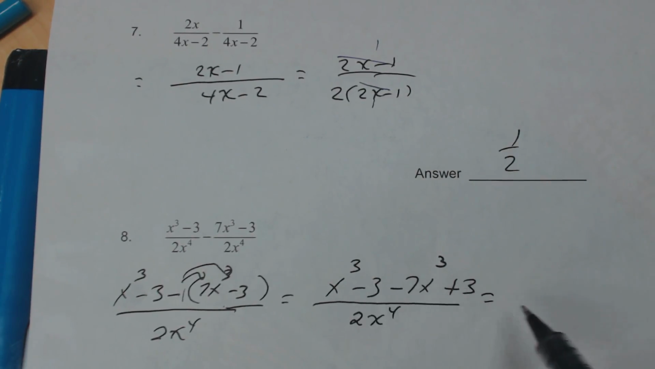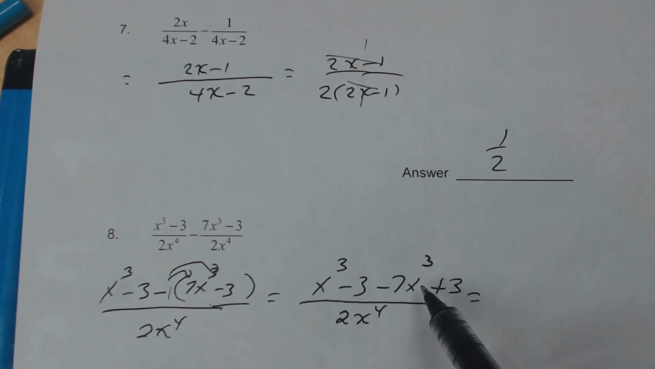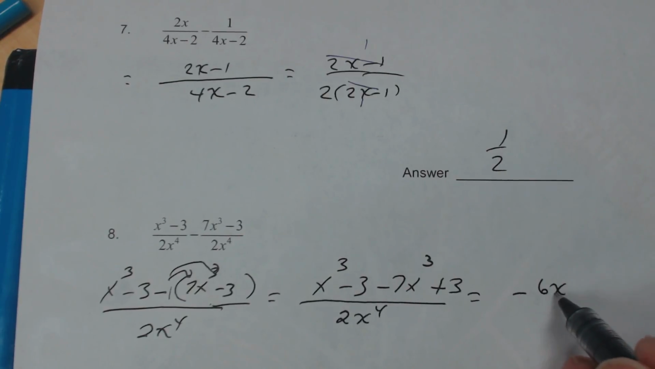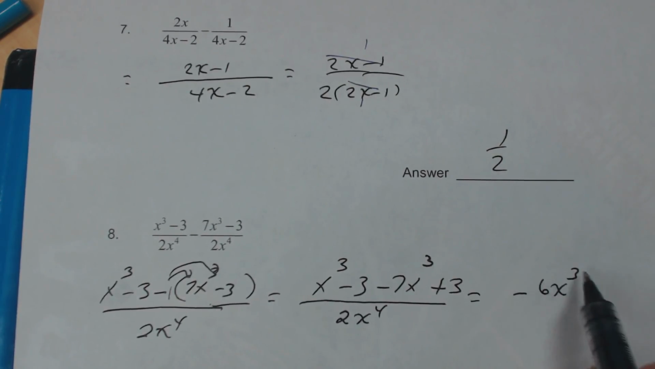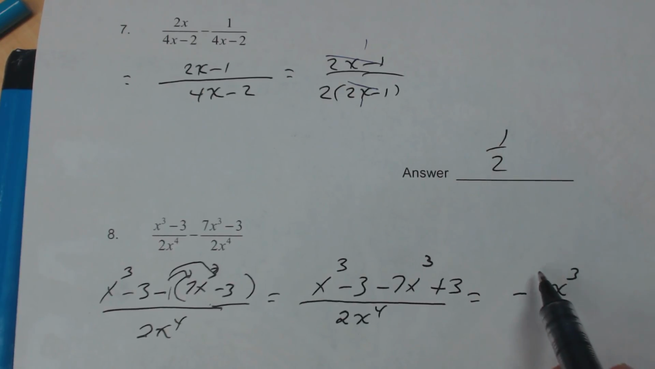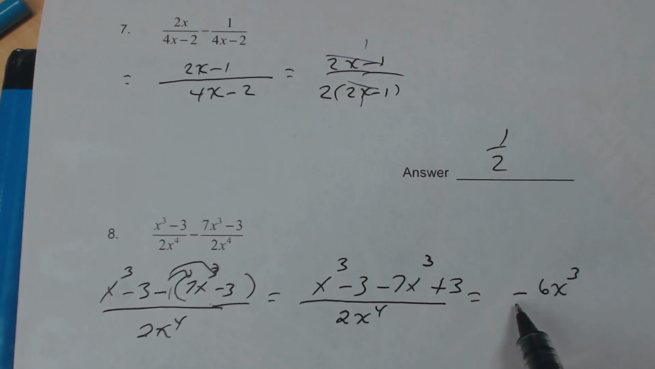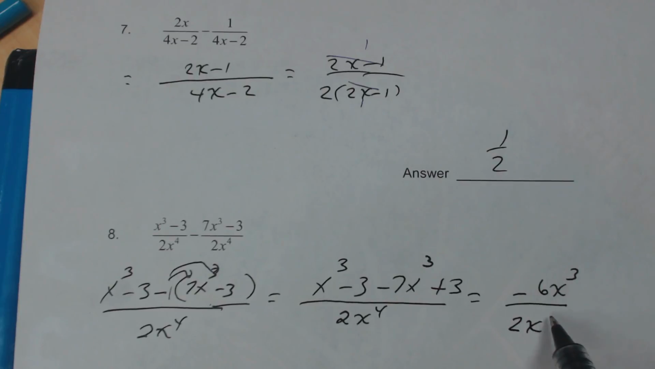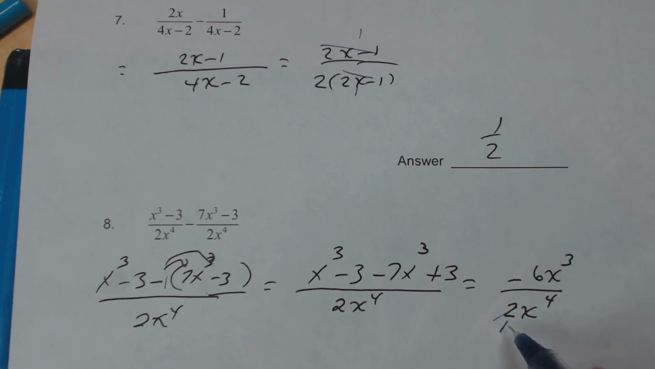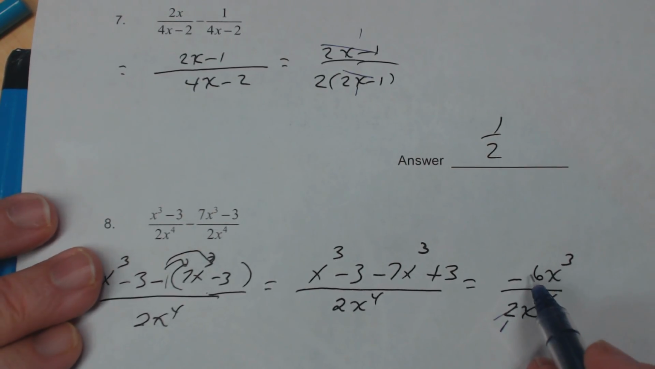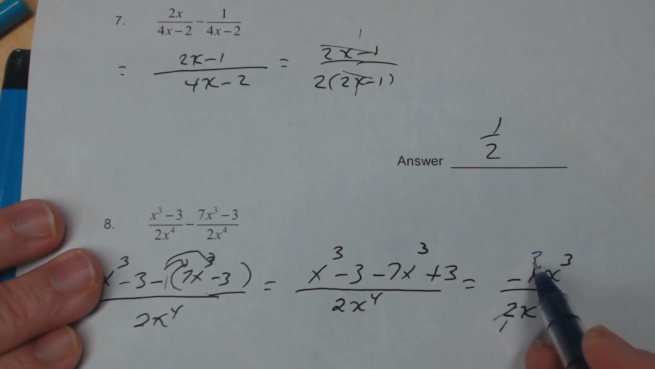Combining like terms in the numerator, x cubed minus 7x cubed is a negative 6x cubed, a negative 3 and a positive 3 is 0. So all I have left in that numerator when I combine like terms is a negative 6x cubed, and all that's being divided by 2x to the fourth. Alright, now let's reduce. So 2 goes into 2 one time, and 2 goes into a negative 6, negative 3 times.